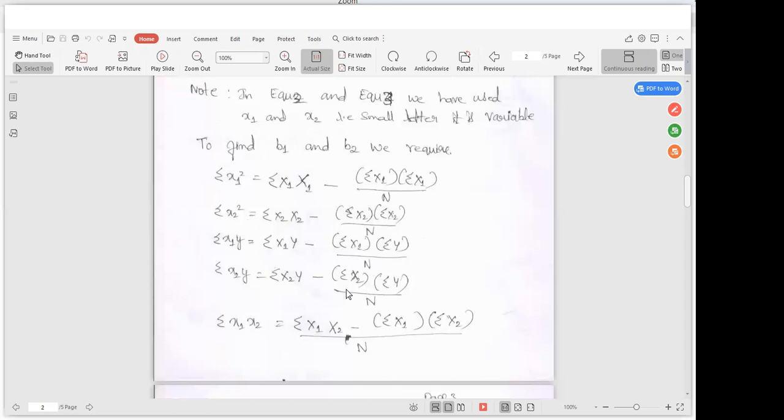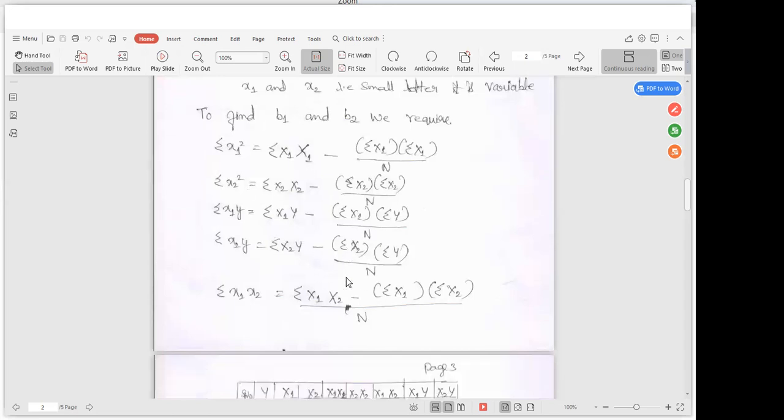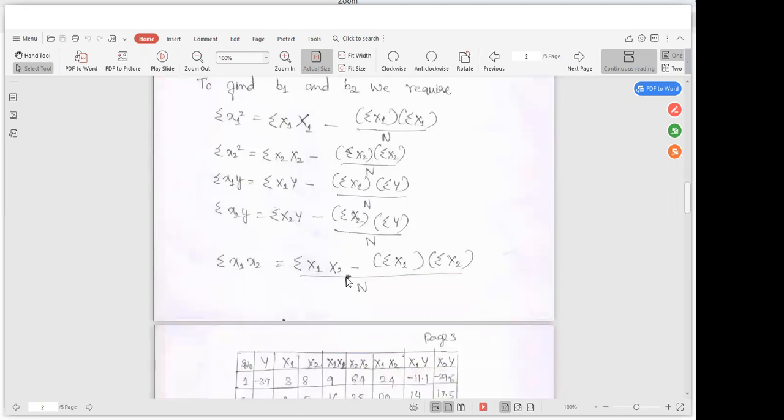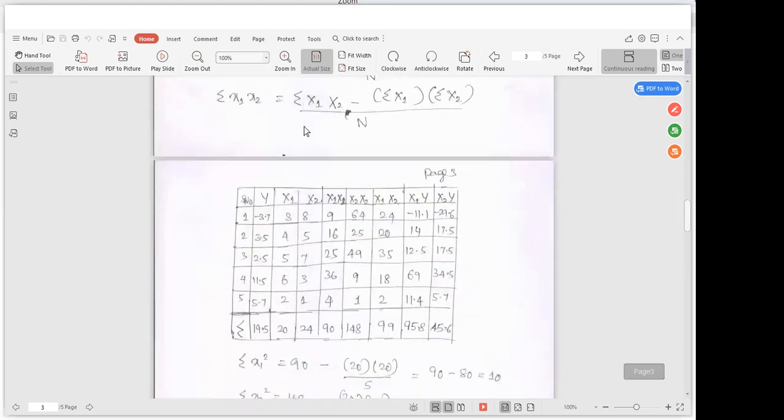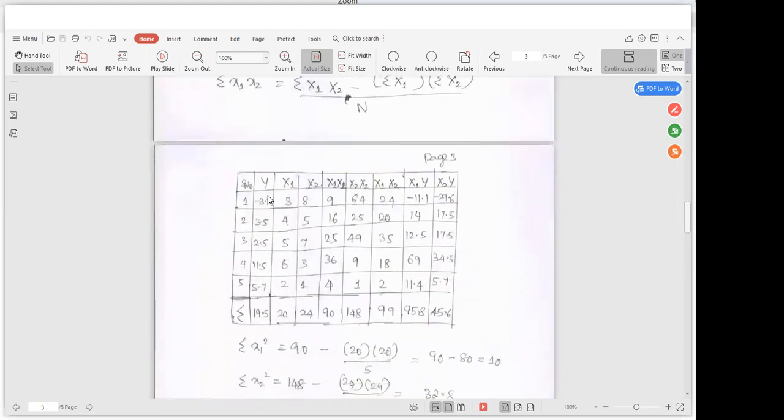Let us see how to find all these values. We want summation of x1 into x1, so we need to multiply x1 and x1. These are the normal tables we had: y, x1, x2. So x1 into x1: 3 into 3 is 9, 4 into 4 is 16, 5 into 5 is 25, 6 into 6 is 36, and 2 into 2 is 4.